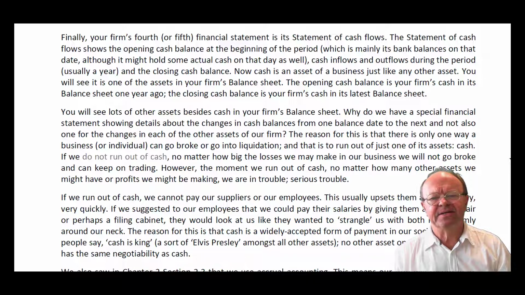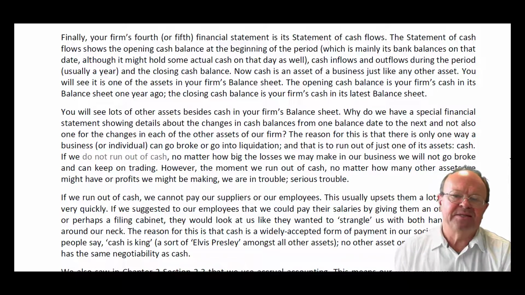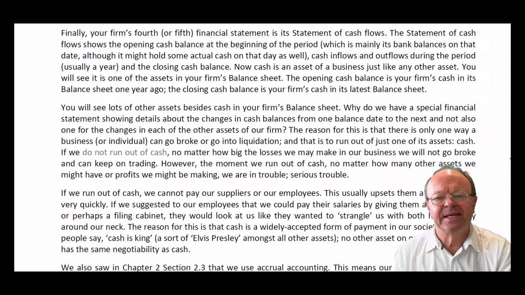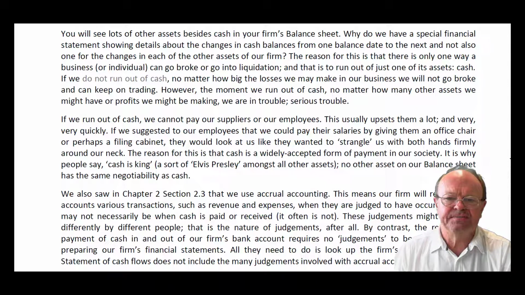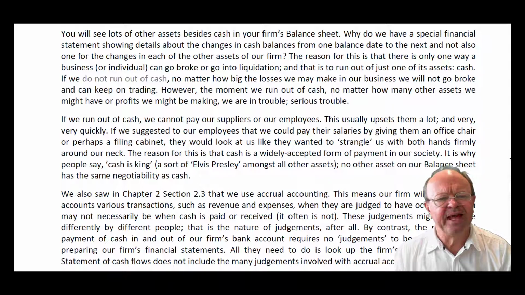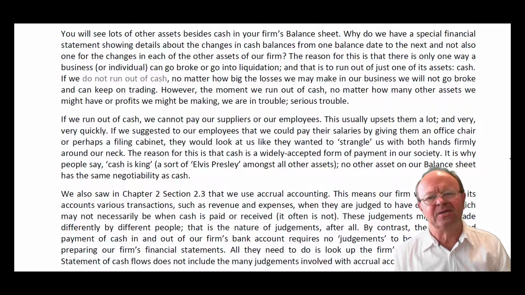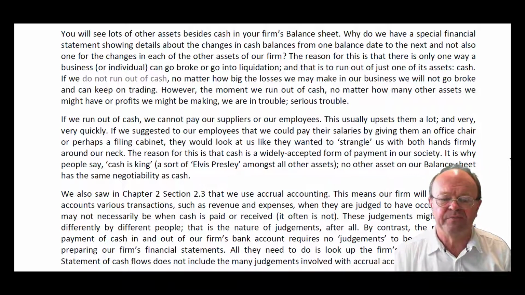Now, cash is an asset of a business just like any other asset. You will see it is one of the assets in your firm's balance sheet. The opening cash balance is your firm's cash in its balance sheet 1 year ago. The closing cash balance is your firm's cash in its latest balance sheet. You'll see lots of other assets besides cash in your firm's balance sheet. Why do we have a special financial statement showing details about the changes in cash balances from one balance date to the next, and not also one for the changes in each of the other assets of our firm?